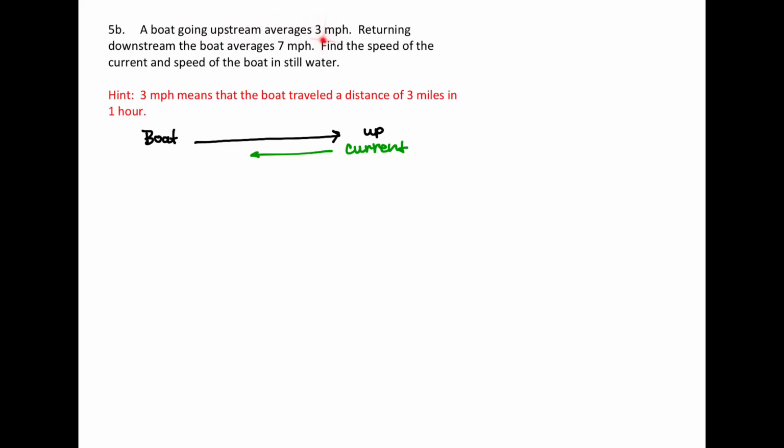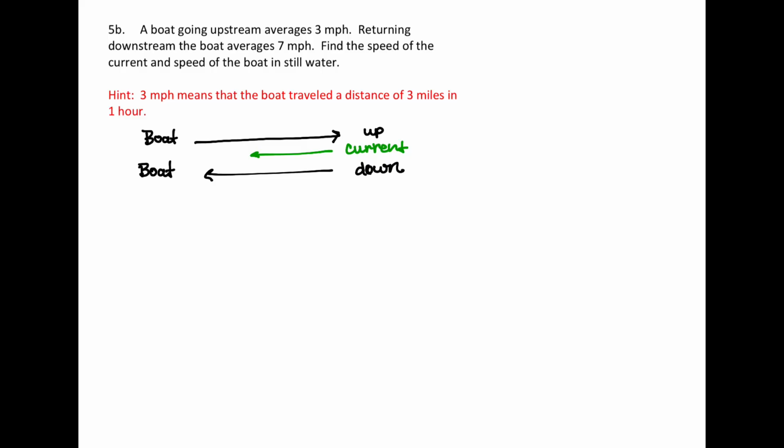3 miles an hour. Averages 3 miles an hour. That's the boat. Returning downstream, it averages 7 miles an hour. But it doesn't say how far it's going. It says it averages, which means downstream is faster, upstream is slower, but we don't have a distance. So this is downstream, and it's the boat.